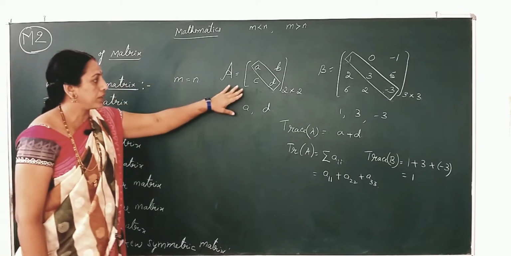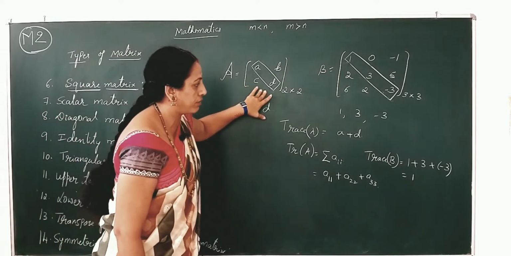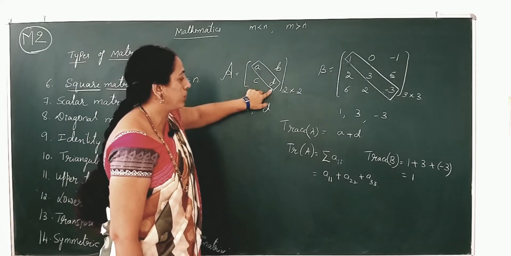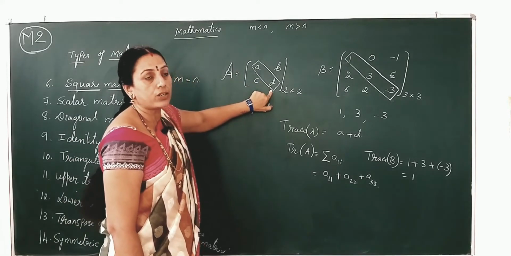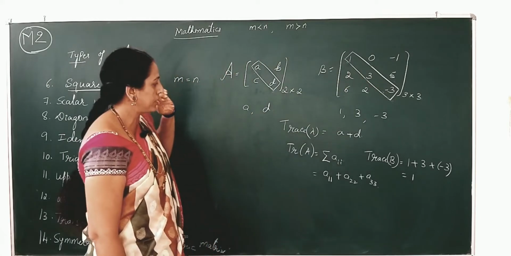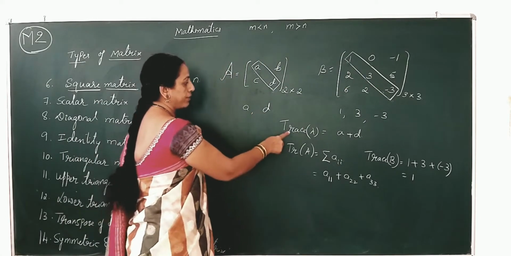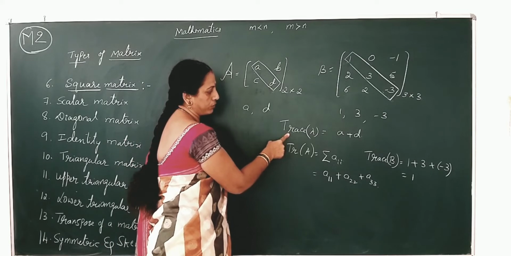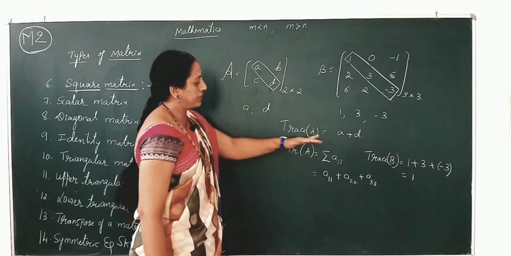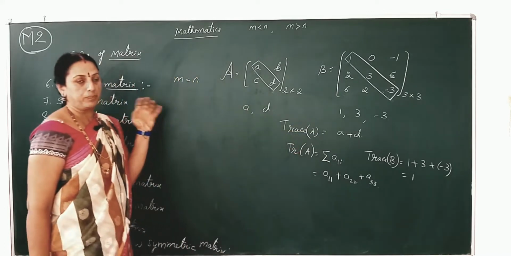In a square matrix we define the principal diagonal. The elements from the top left corner to the bottom right corner are called the principal diagonal elements. Once we define the principal diagonal, we can define the trace. Trace means the sum of all principal diagonal elements is called the trace of A.